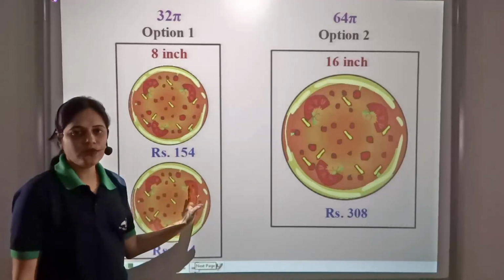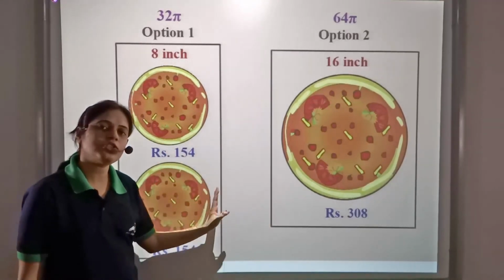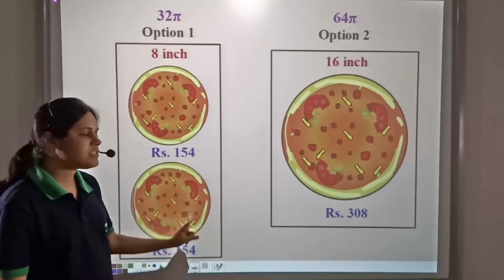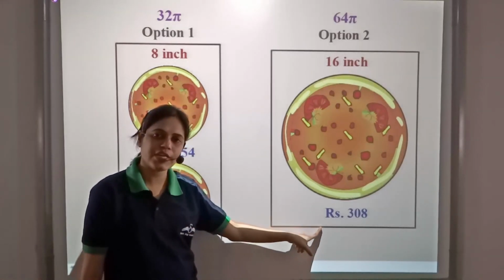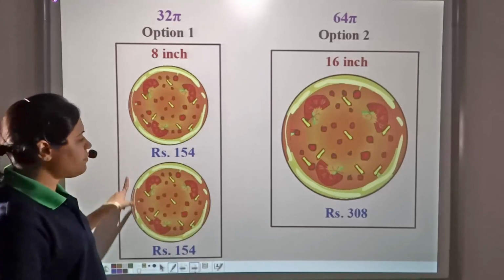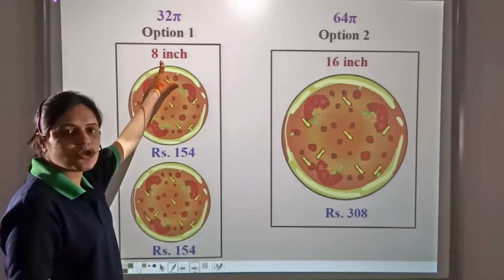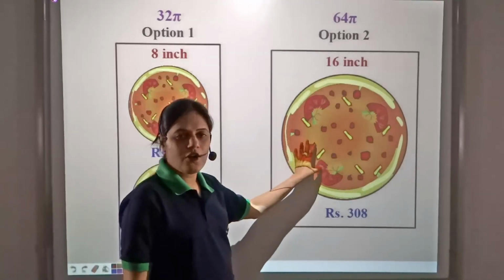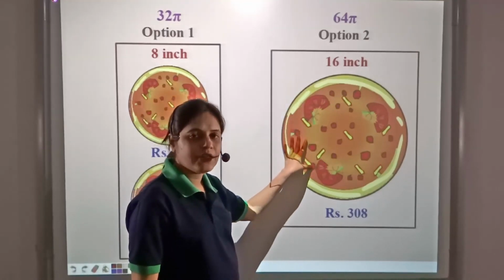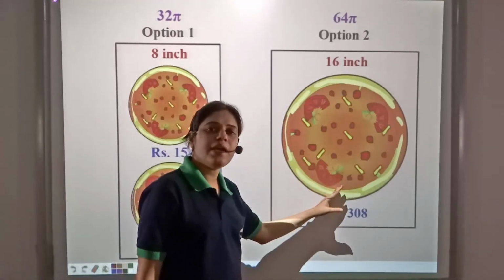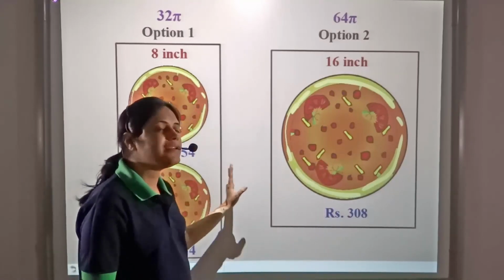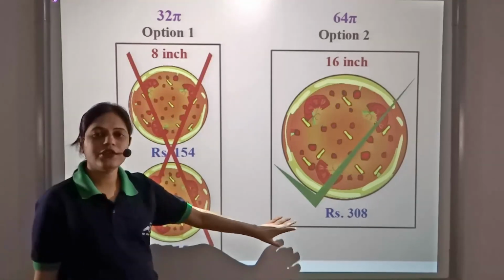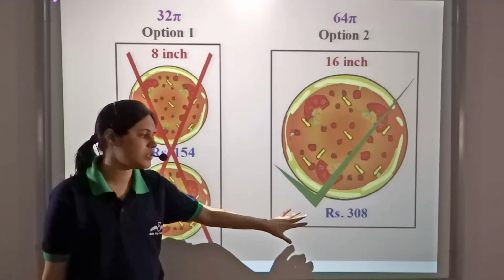Now we compare these two. The total cost in both the options is the same. It is 154 plus 154, that is 308. In this option also it is 308. The amount of pizza which they get in this option is 32 pi, which is the area of both the pizzas together. The area of this pizza is 64 pi. So we see that they get double the amount of pizza in this option by spending the same amount. So obviously, they should go for this option. So the friends should choose this option.